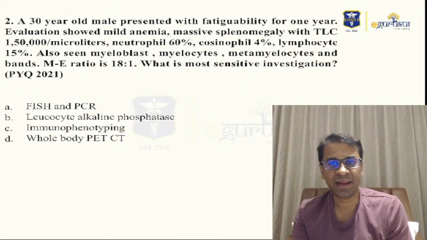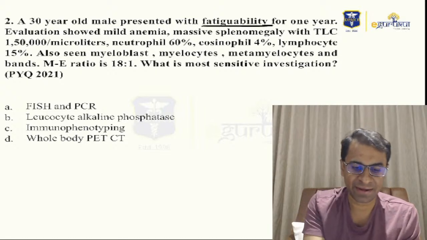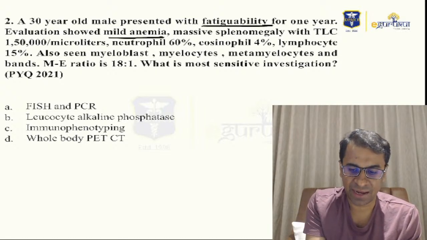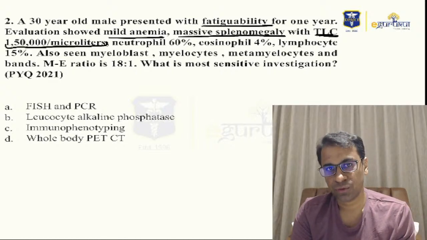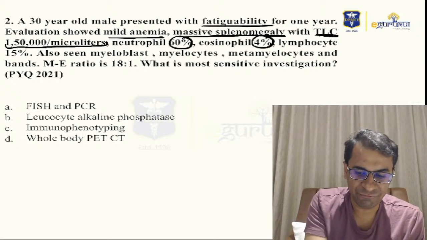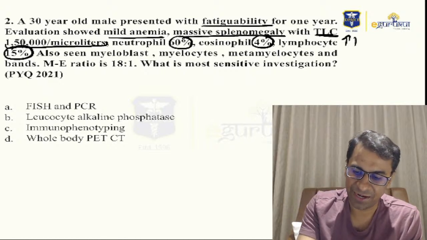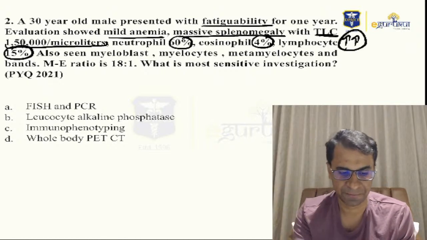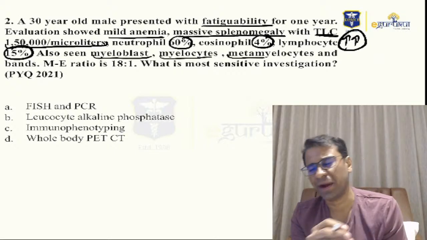A 30-year-old male is presenting with infertility for 1 year. Now he has mild anemia, massive splenomegaly with a TLC of 1,50,000 per microliter. It also shows neutrophils of 60%, eosinophils 4%, lymphocytes 15%. What is very striking here is a very high TLC. You are also seeing myeloblasts, myelocytes, metamyelocytes. I think this is quite a clear question.